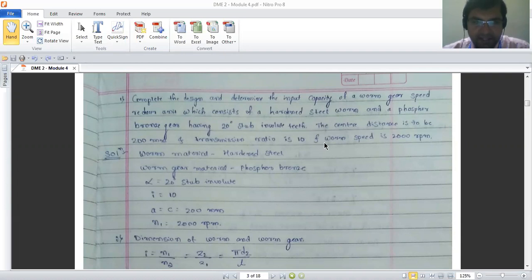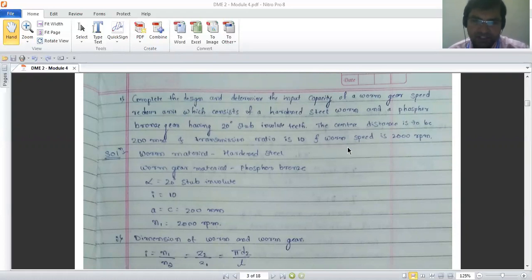To complete the design and determine the input capacity of a worm gear speed reducer unit, which consists of a hardened steel worm and a phosphorus bronze gear having 20 degree stub involute teeth. The center distance is to be 400 mm, the transmission ratio is 10, and the worm speed is 2000 rpm.